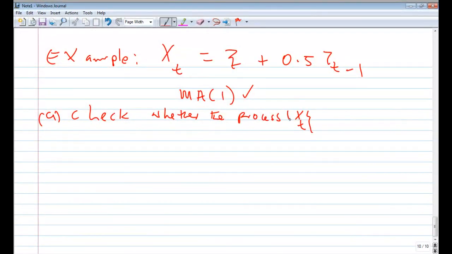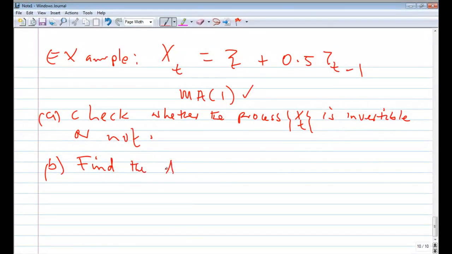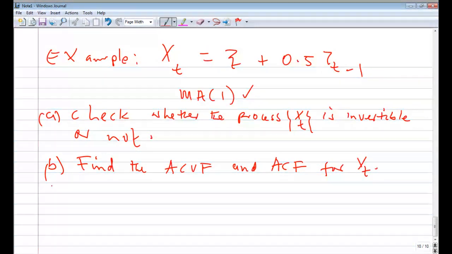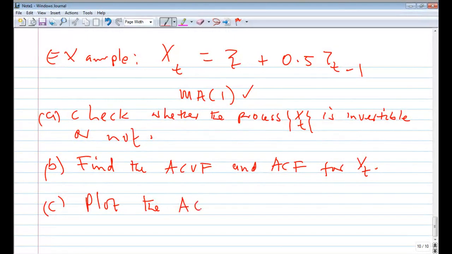So now, check whether it is invertible. That's number A. Number B, find the ACVF, autocovariance functions, and ACF, autocorrelation functions, for X_t, for the moving average of order 1. Number C, we are going to plot the autocorrelation function graph. Those are the three things that I want you to do.